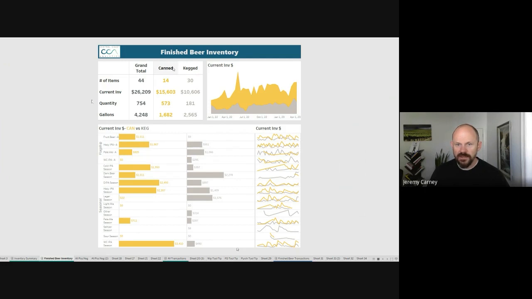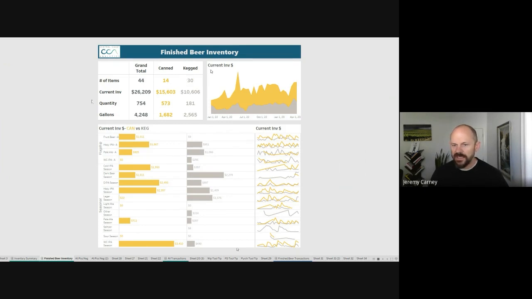Okay, and you probably already noticed, but we are breaking this down into canned inventory and kegged. And keep in mind these different colors because you'll see them in the rest of the dashboard. We're showing cans in this yellow gold color and then kegs in this silver gray color. So now we can see how our inventory breaks down between each of those.